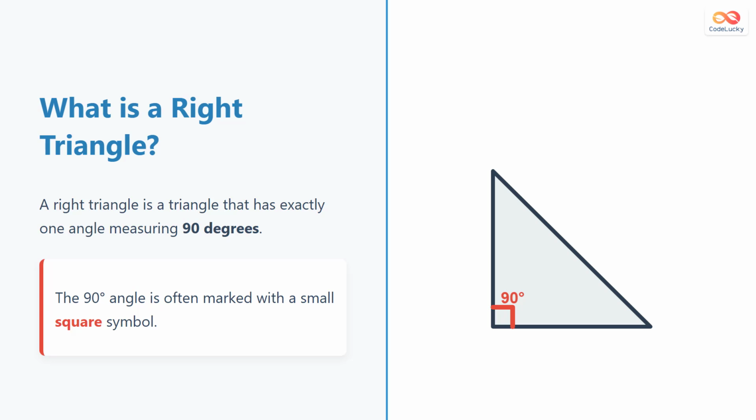First, let's make sure we know what a right triangle is. A right triangle is simply a triangle that contains one 90-degree angle. This angle is often marked with a small square symbol in the corner.